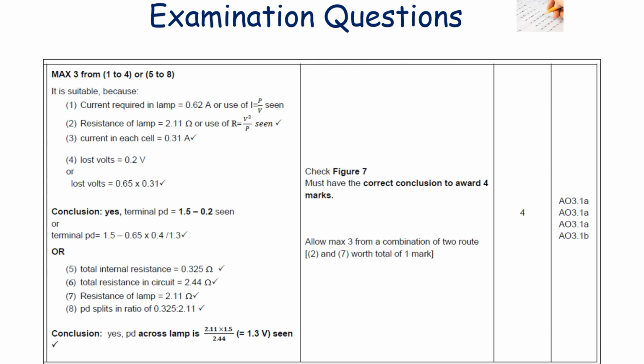Or you could also do the idea that the terminal PD, which is going to be the PD in the circuit, is going to be 1.5 volts minus 0.2 volts, because we can work out the lost volts from our internal resistance to be 0.2 volts, and therefore we can work it out like that and conclude that the PD across the lamp is going to be appropriate enough to light it.